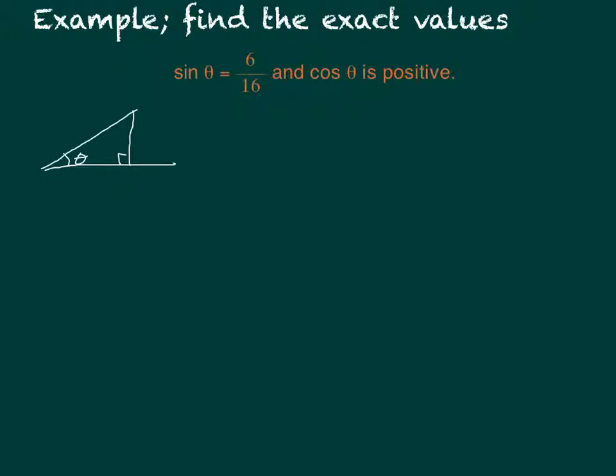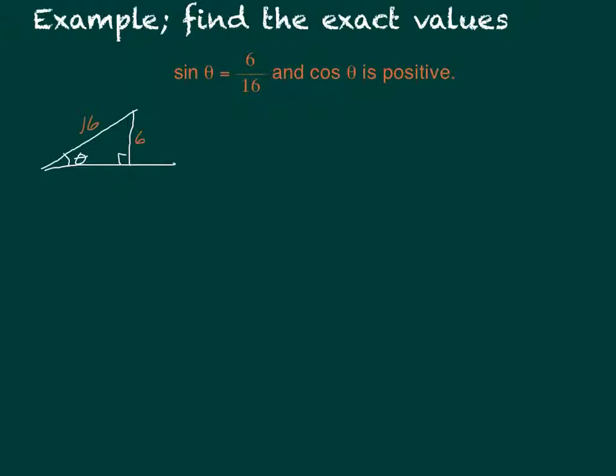And I know that sine, so opposite over hypotenuse, is 6 over 16. So that tells me that 6 over 16 is right there. And then I just need to find everything else. So how am I going to find my cosine?